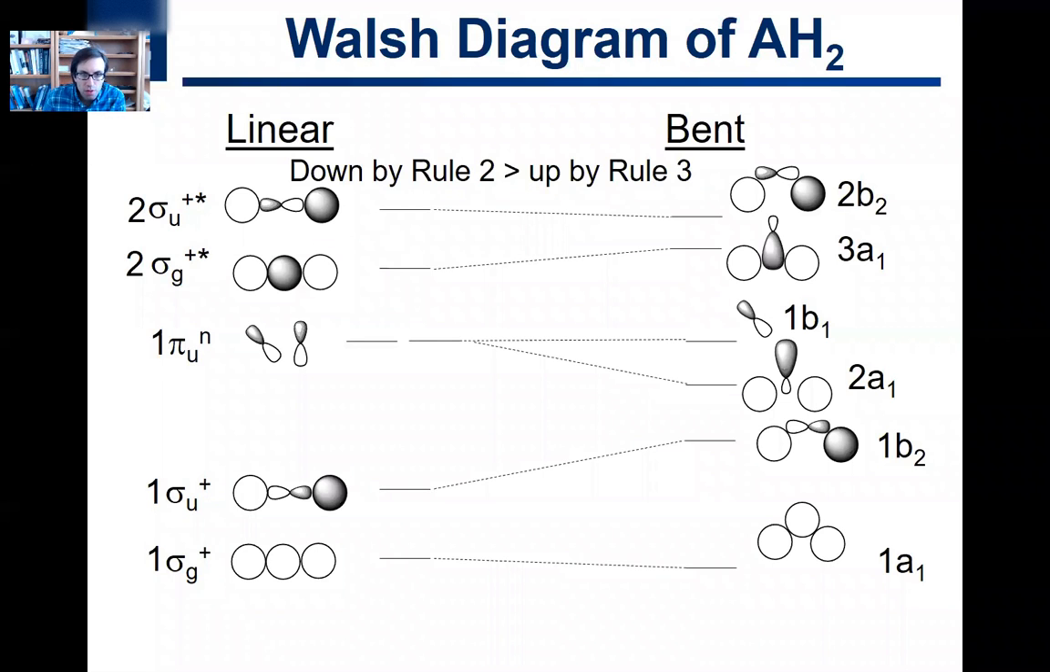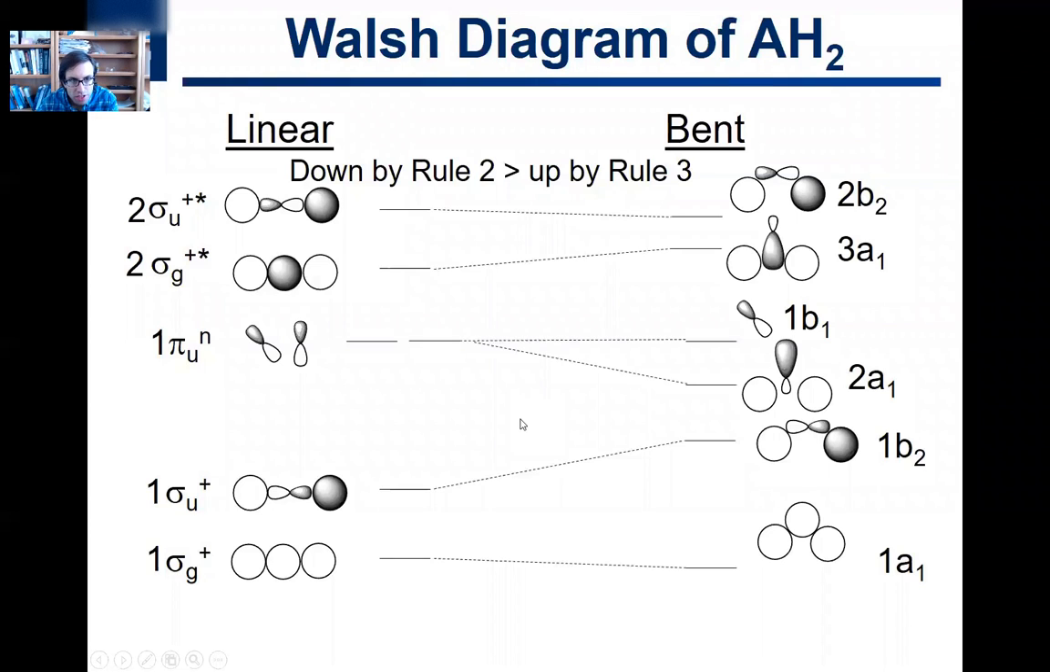So in the last video, we were able to complete this Walsh diagram and predict where each molecular orbital would go when we bend down from a linear geometry. We could predict, using those three rules and making sure to watch for mixing effects, whether or not the MOs upon bending would go up or down in energy. So we got this correlation diagram.